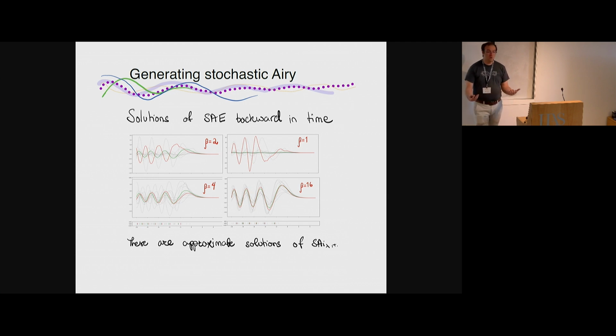That also gives you a way to generate approximate solutions of the stochastic Airy function. What you should do is look at a large positive t, set some initial conditions, and then just run it backwards. We can also tell you then what you need to divide by in order to make that consistent across various t's. Okay, so this is how to generate approximate solutions to the stochastic Airy equation.